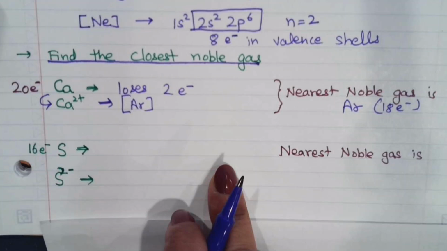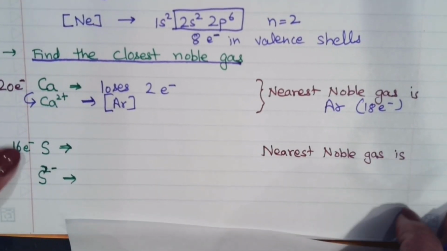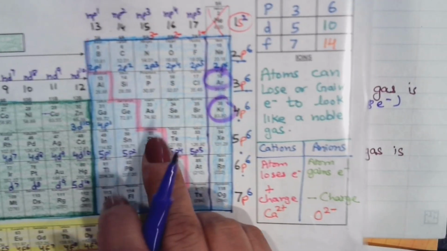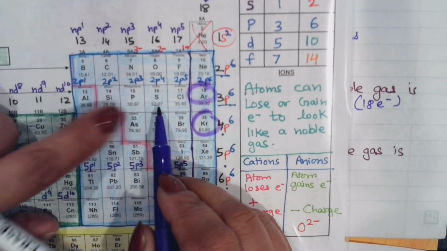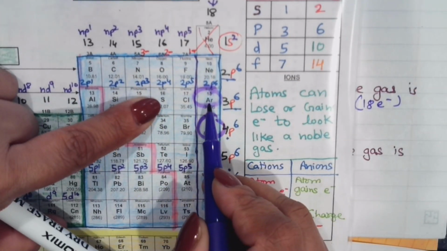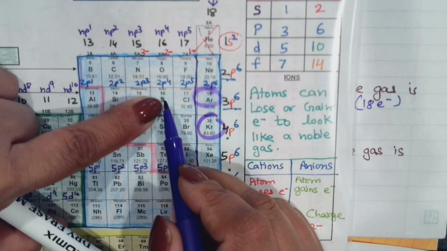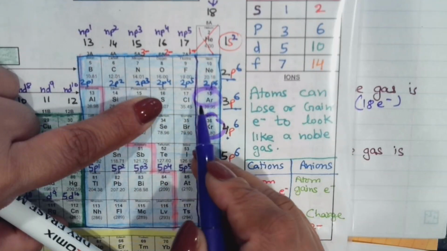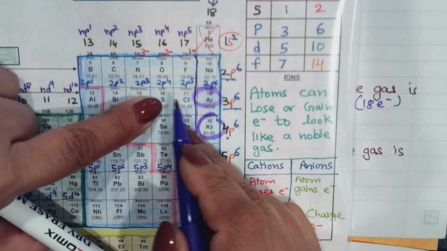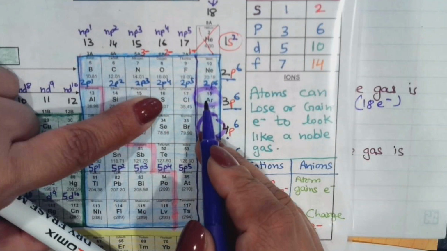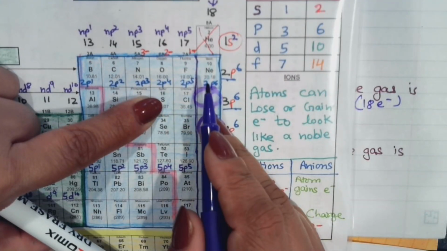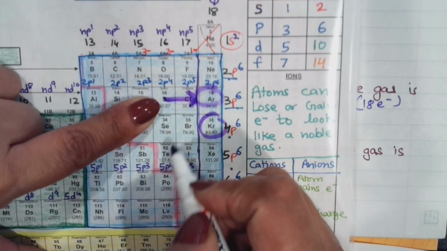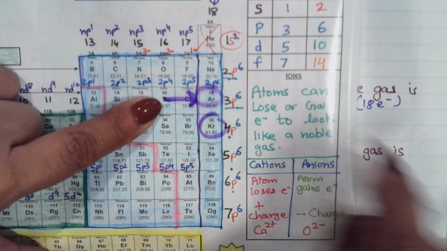Okay. Let's see sulfur. Sulfur has 16 electrons, right? And the nearest noble gas to sulfur, which is in the 3rd period with 16 electrons, is either argon or neon. So in order to look like neon, it will have to lose 6 electrons. And in order to look like argon, it has to gain only 2 electrons. So gaining 2 is easier than losing 6. So sulfur would like to look like argon, right? This is the closest noble gas.